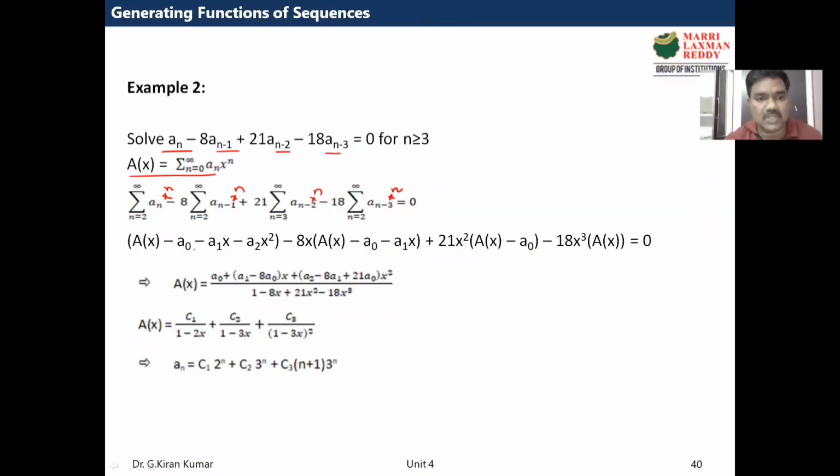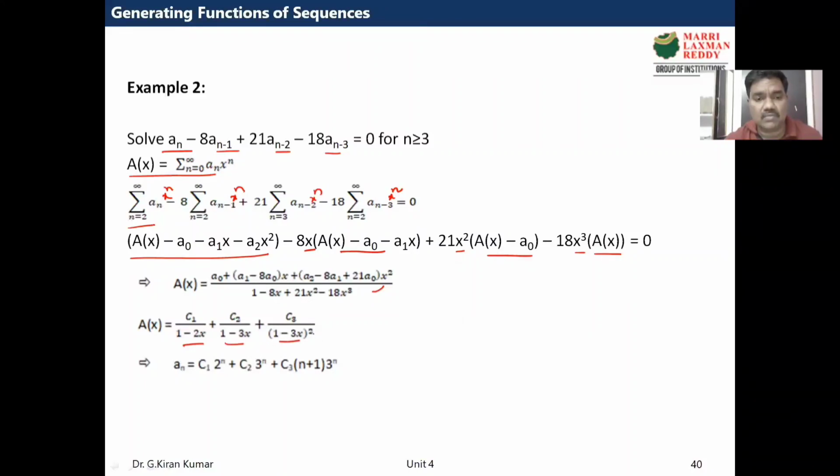So when you multiply this equation and substitute the first term, the sum for n equals 0 to infinity of a_n x^n, this is the value. Then you will have an x term where one term will be less, an x square term where one further term will be less, and x cube. When you simplify, you'll get this, and by partial fractions, you'll get something like this.